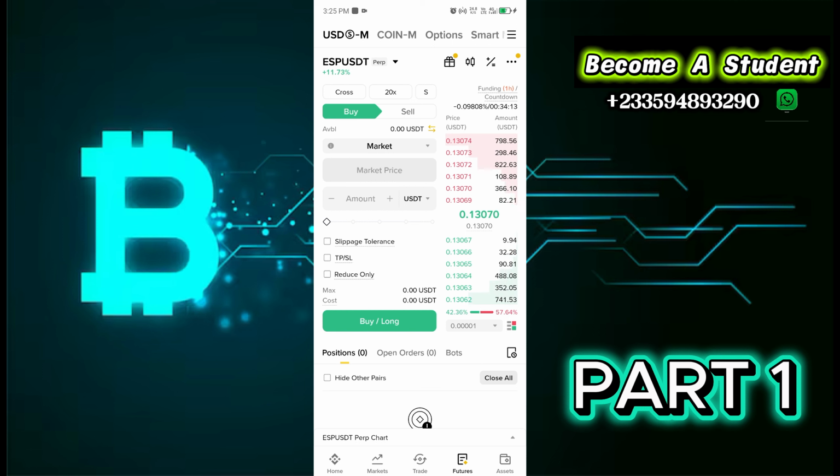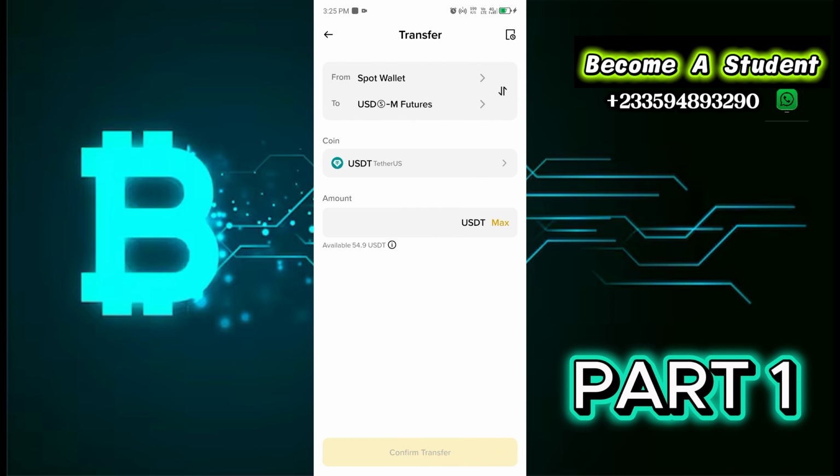Now what must you do? Go to this place where we have the available balance, and once you click on that, you see we have the money inside our spot wallet. You can see the spot at the top here. Anytime you buy crypto, it will go into your spot wallet, and we are dealing with futures, so we have our futures wallet right here.